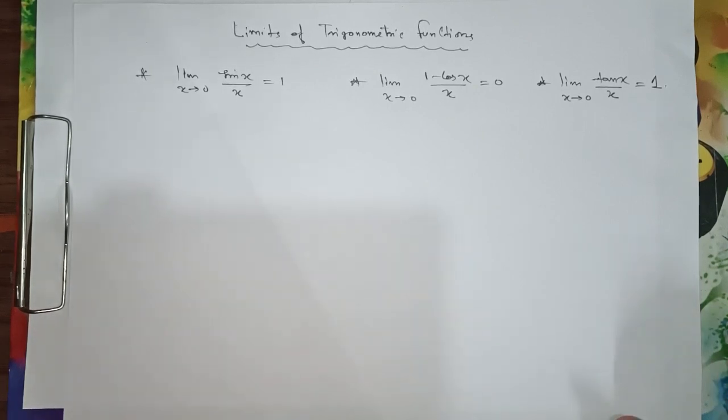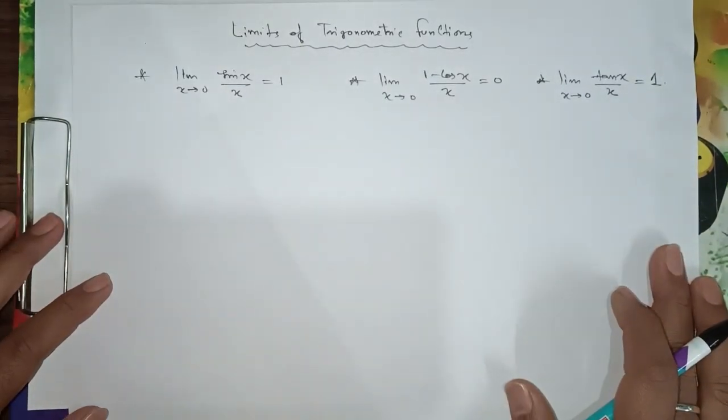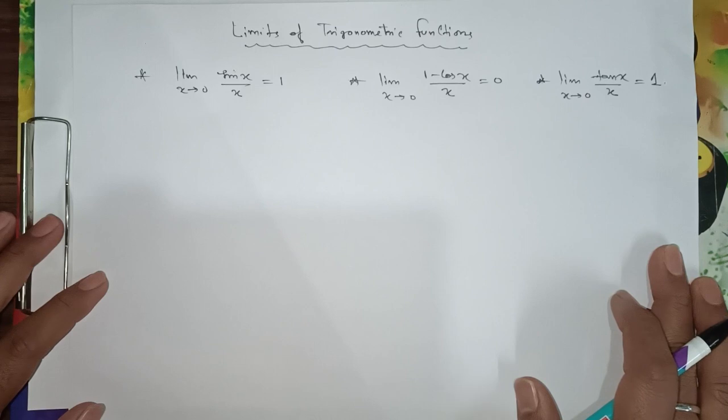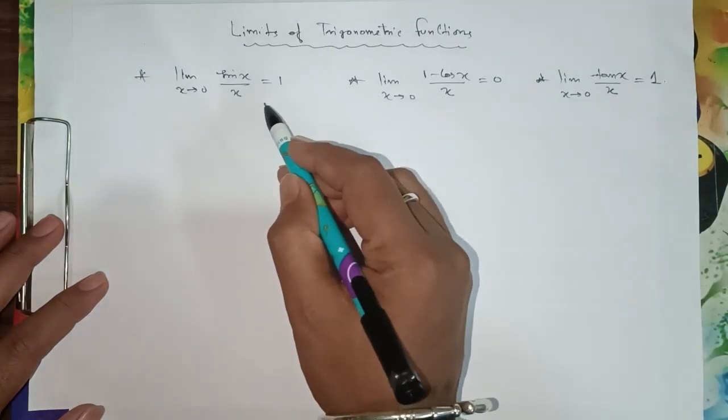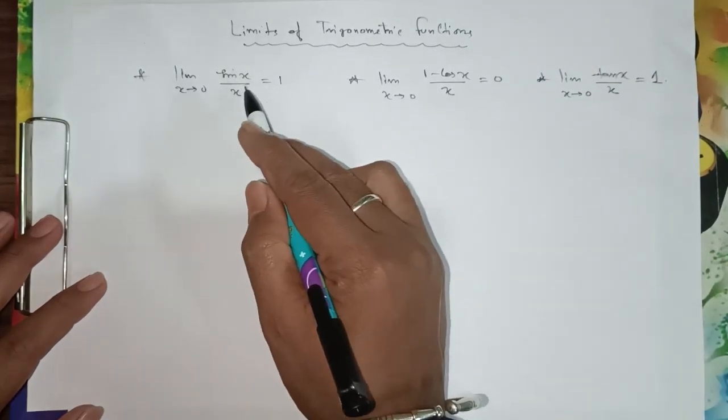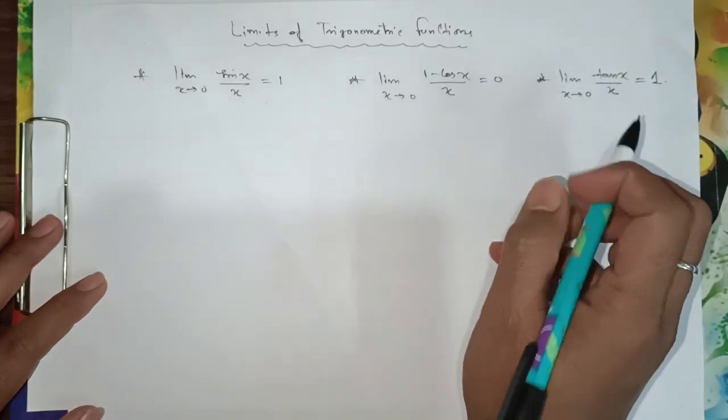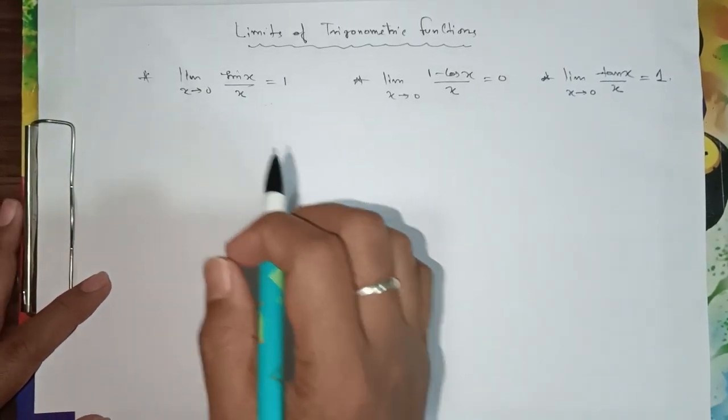Namaste students. Today we're going to see limits of trigonometric functions and the proof of these three statements, and using these statements we're going to solve a few problems. So our basic fundamental proof would be this one, and using this one the rest two will be proved. Let's see how we're going to prove this one.